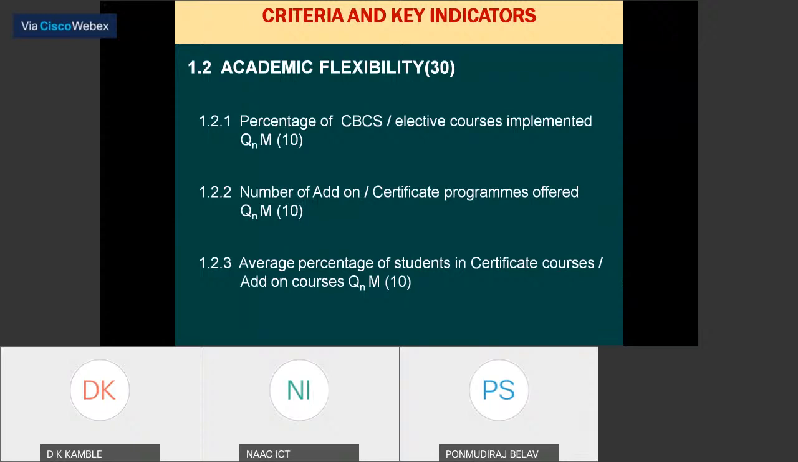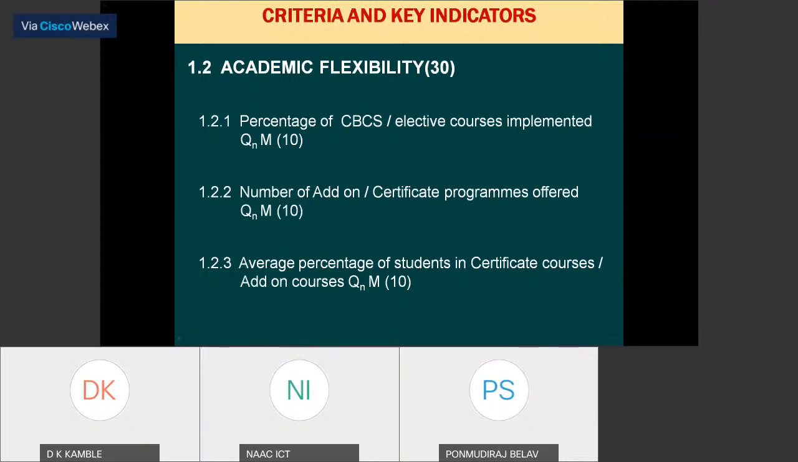That supporting syllabus is required, meaning syllabus or course structure documents. It should be available in the syllabus, as a second or third copy, that course structure. Then, coming to the number of add-on or certificate programs offered in the institution.